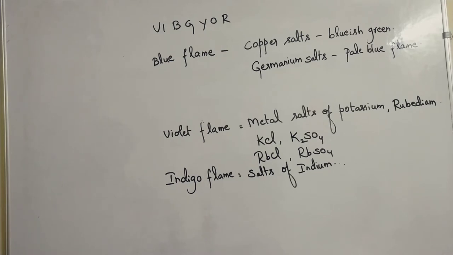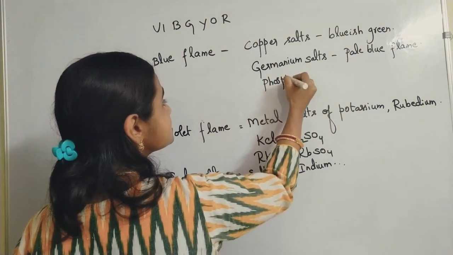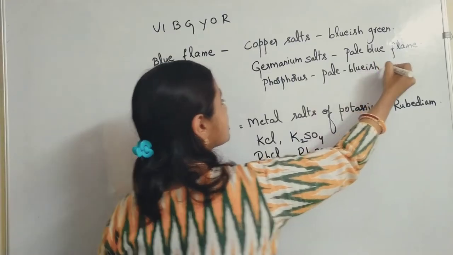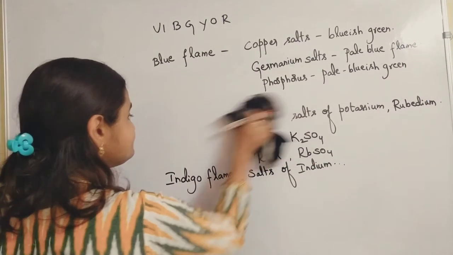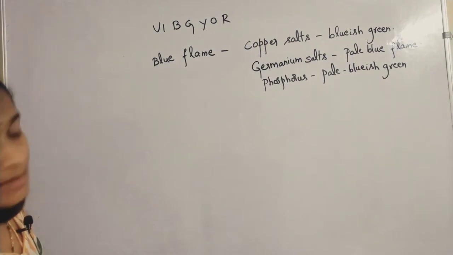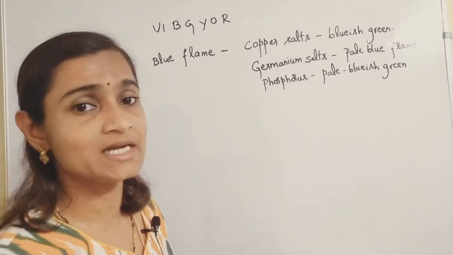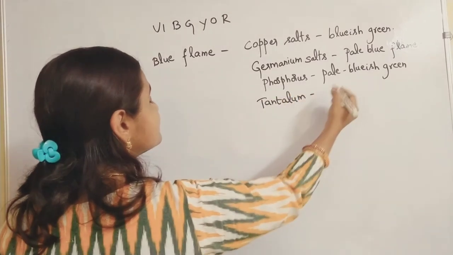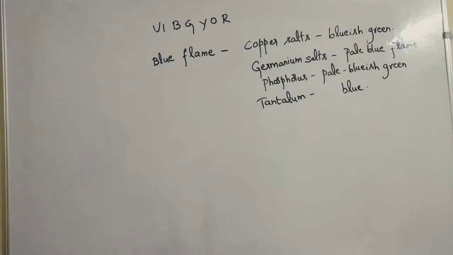Phosphorus and tantalum. Phosphorus will give you a pale bluish green flame. And next, tantalum. Please remember, these are the flame colors, meaning that particular spectra is observed with that particular color given by the flame of those particular salts. Salts of tantalum also give you a blue flame.